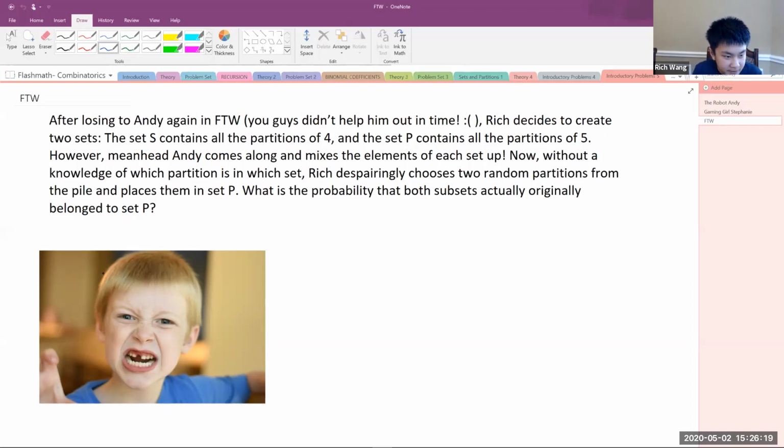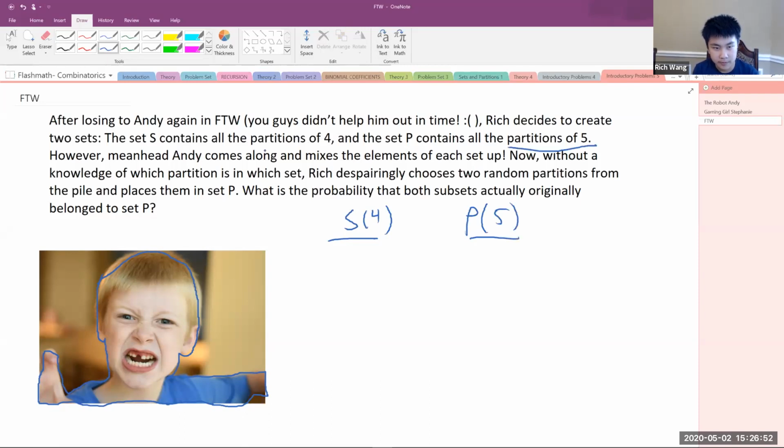All right. And after I'm done tracing this boy, we'll continue the problem. In the meantime, you should be reading the problem and trying to think of some interesting solutions, comprehending everything that's going on, and thinking of what you might say in the chat box. All right, now that I'm done tracing this brilliant man, we're going to be quickly continuing this problem. So we can see that the set S contains all the partitions of 4, and the set P contains all the partitions of 5, as we can see here.